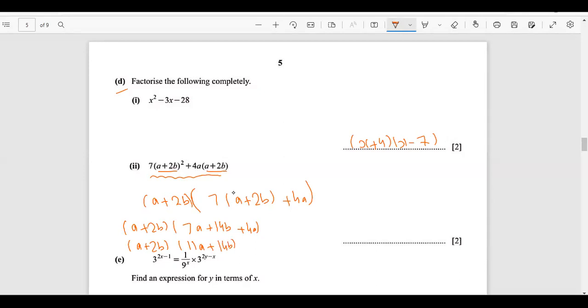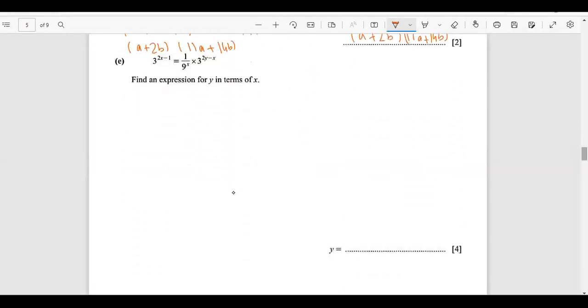This is going to be the answer. It would be a plus 2b and 11a plus 14b. All right, and now we just have one last part for today, that is this 4-mark question. Let's do it quickly. So I'll just write it down this way. Okay, it says find an expression for y in terms of x.